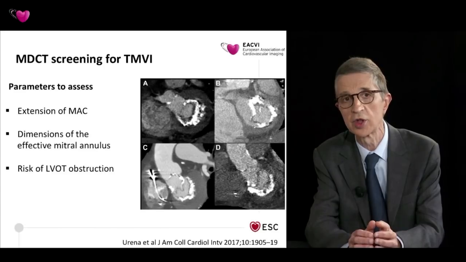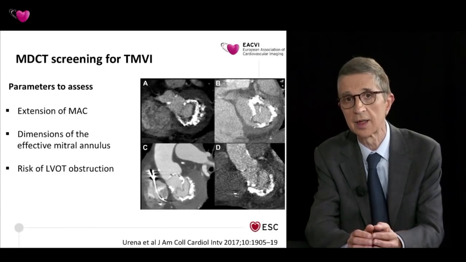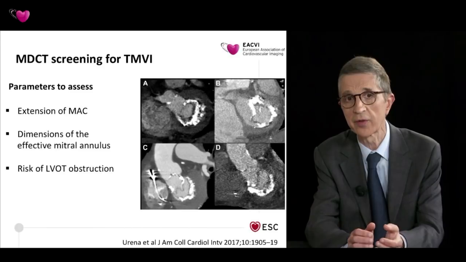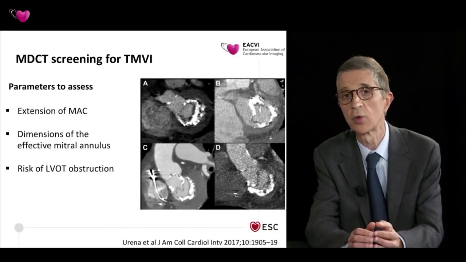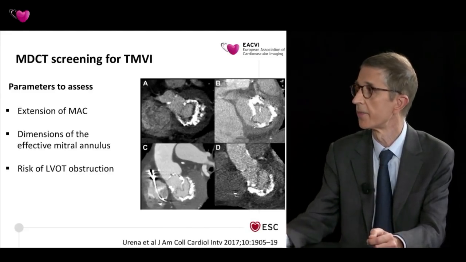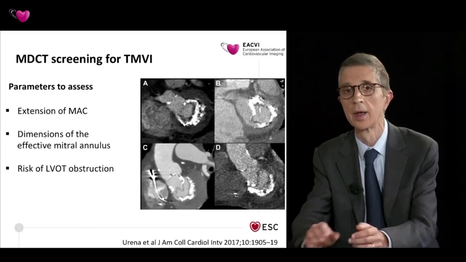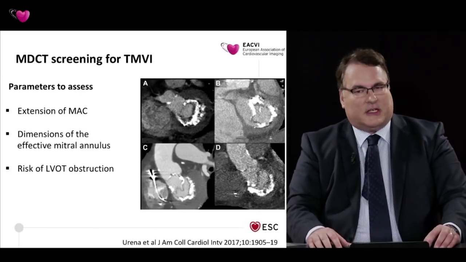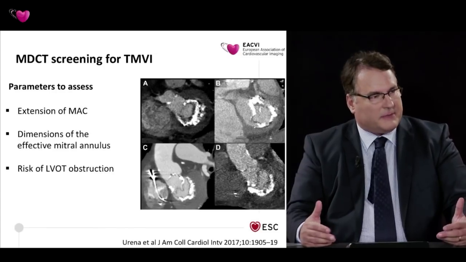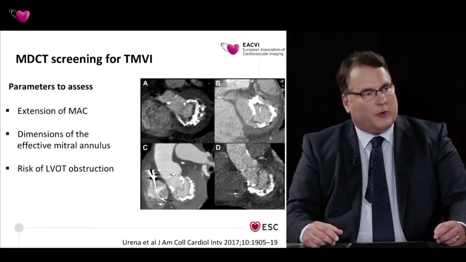ventricular morphology. So the parameters to assess are the extension of calcification, whether the calcification is circumferential or not, the dimensions of the effective mitral annulus, and also an important point, the risk of LVOT obstruction after implantation of the prosthesis. And perhaps we can shortly stop here and enter the discussion, because in the early experience, of course, we're using a valve that was originally designed for an aortic position.